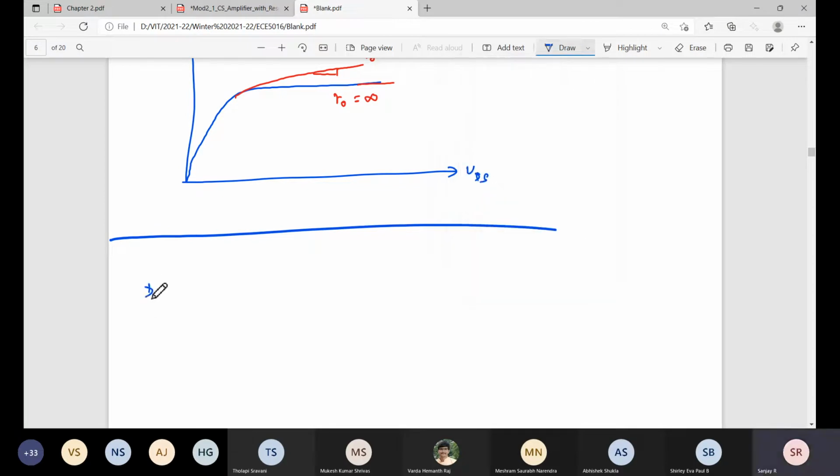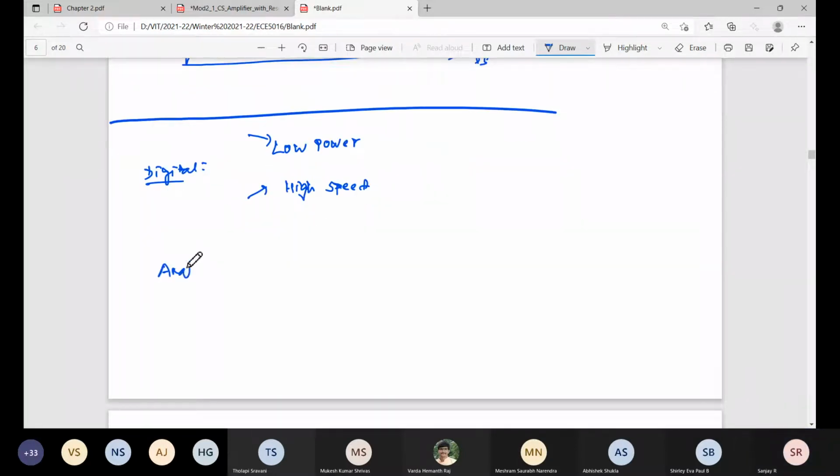Okay. In digital, you will concentrate on either low power or high speed. You can see only this kind of thing. Either the performance will concentrate on low power or high speed. But analog will target only the optimum performance. In digital, we target the high end like that.